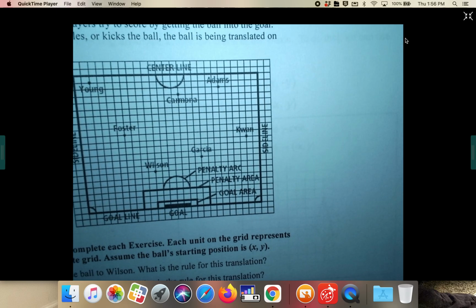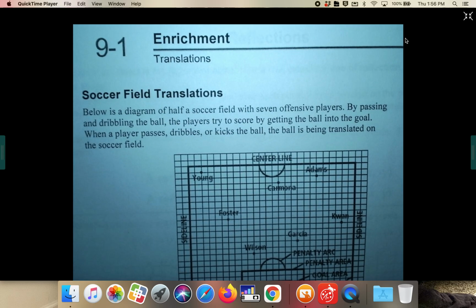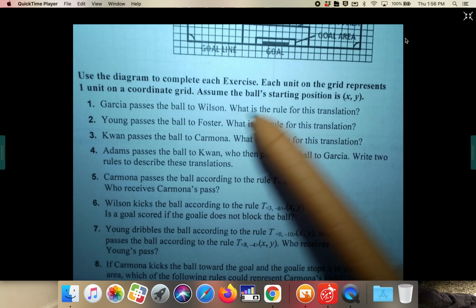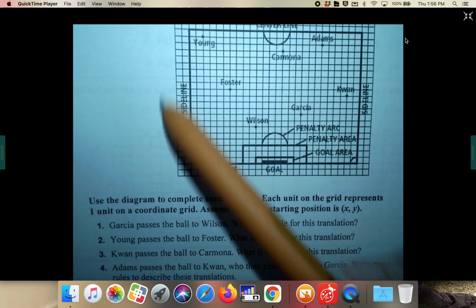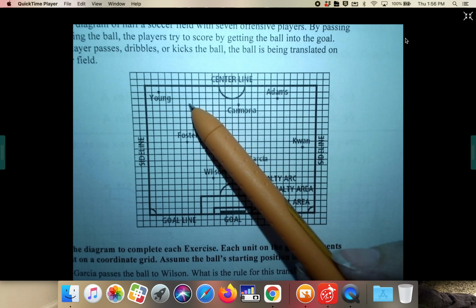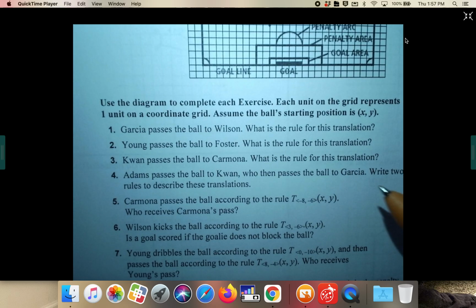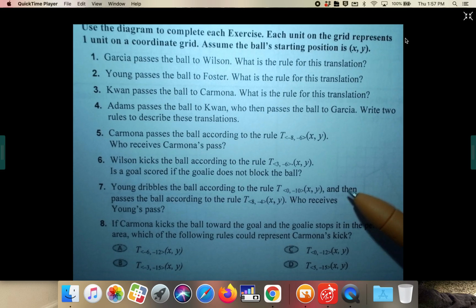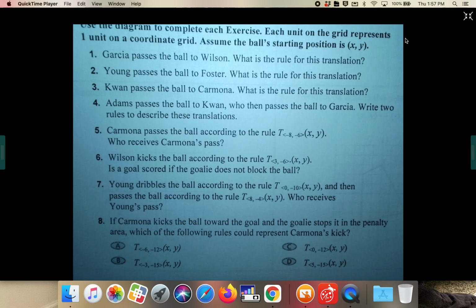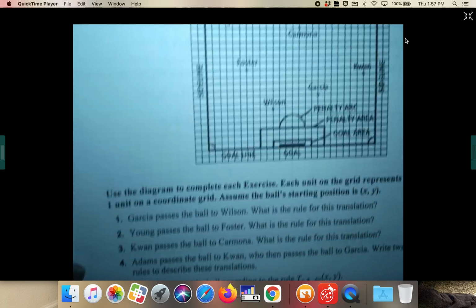So the next page is an enrichment activity that I want you to try on your own. There are several parts to this. It's actually a soccer field. So this soccer field is going to show all these different players and how the ball moves. And it's an enrichment activity I think you can handle. So go ahead and try this enrichment activity, and we will go through it together in class.